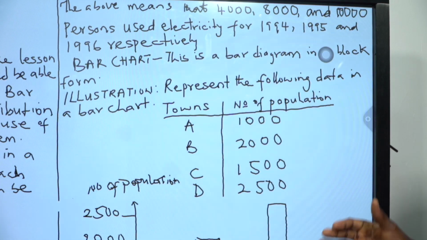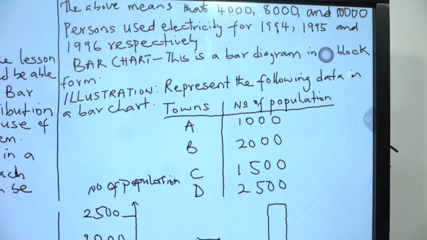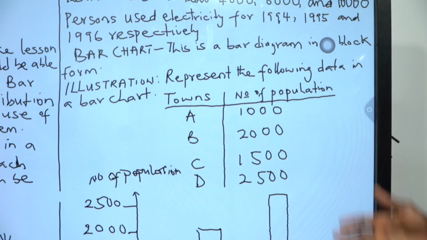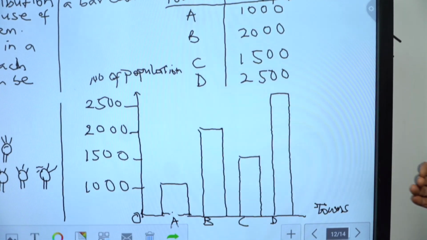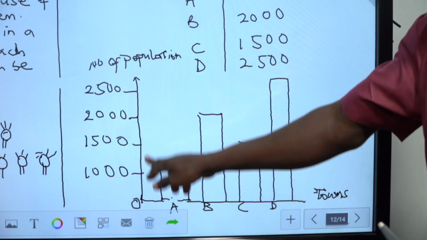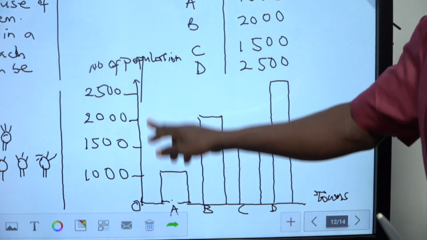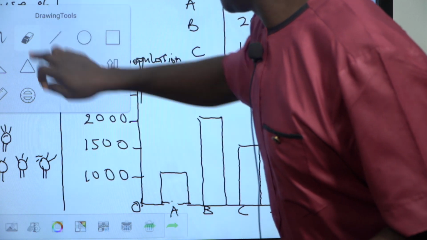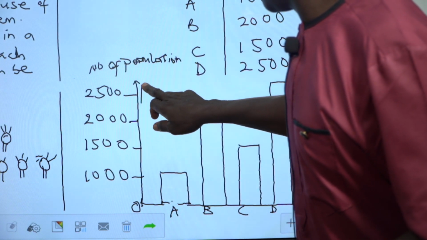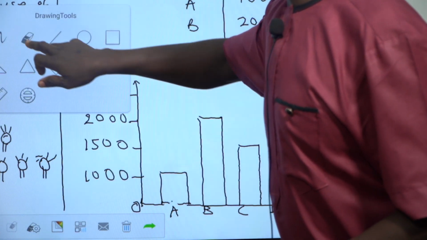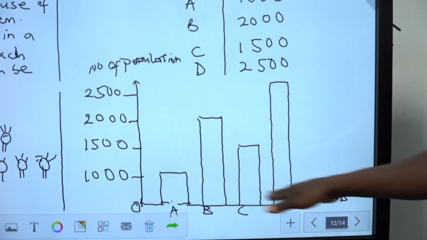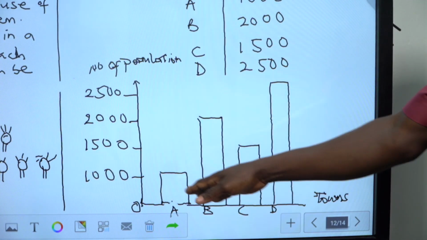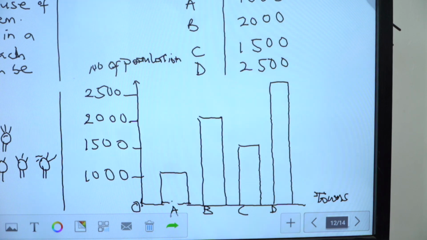If you want to represent it in a bar chart, you will draw 2 axes. The vertical axis will stand for the population, while the horizontal axis will stand for town. This one is regarded as the vertical axis. Why is this one that is going here like this regarded as the horizontal line?